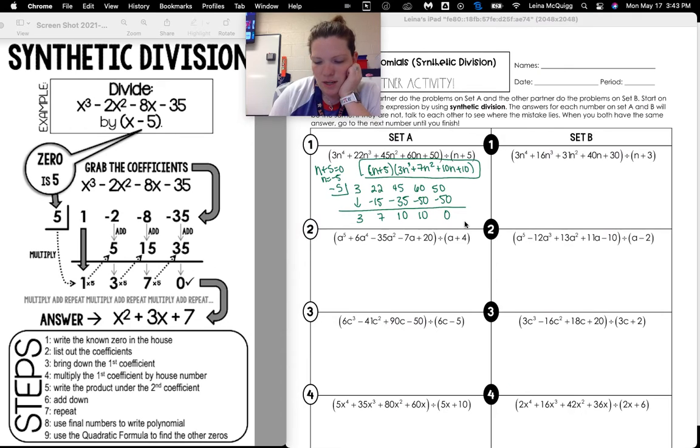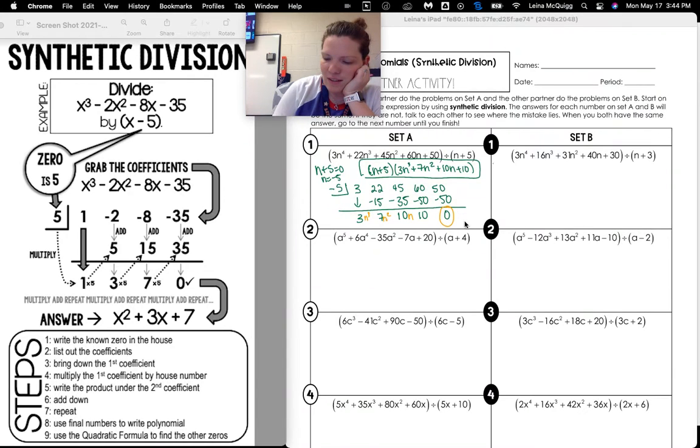So I want you to notice that I took out an n, so this left me with an n cubed, an n squared, an n, and then my constant was the last number. This is a perfect 0 because we ended up with a remainder of 0 here. Okay, so let's do it again over here.